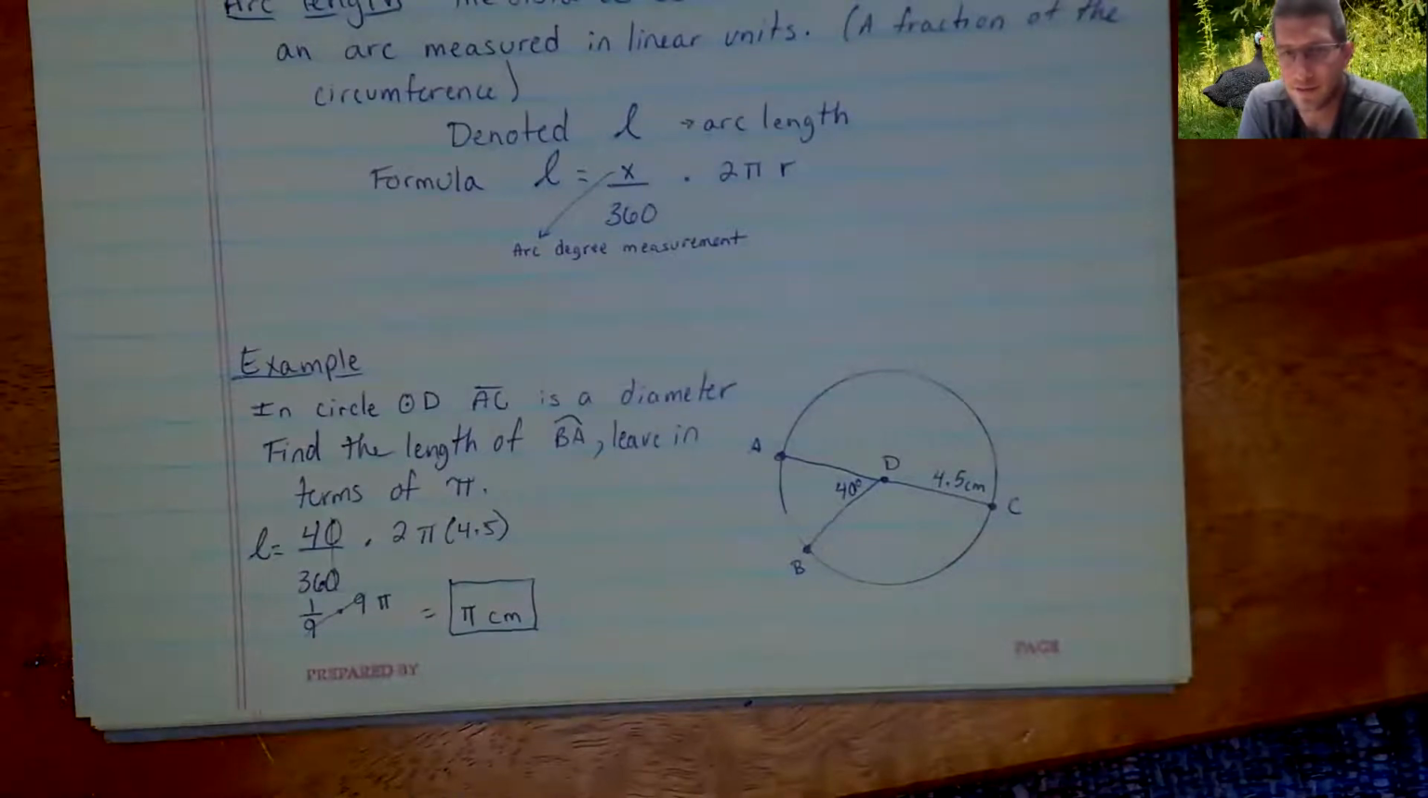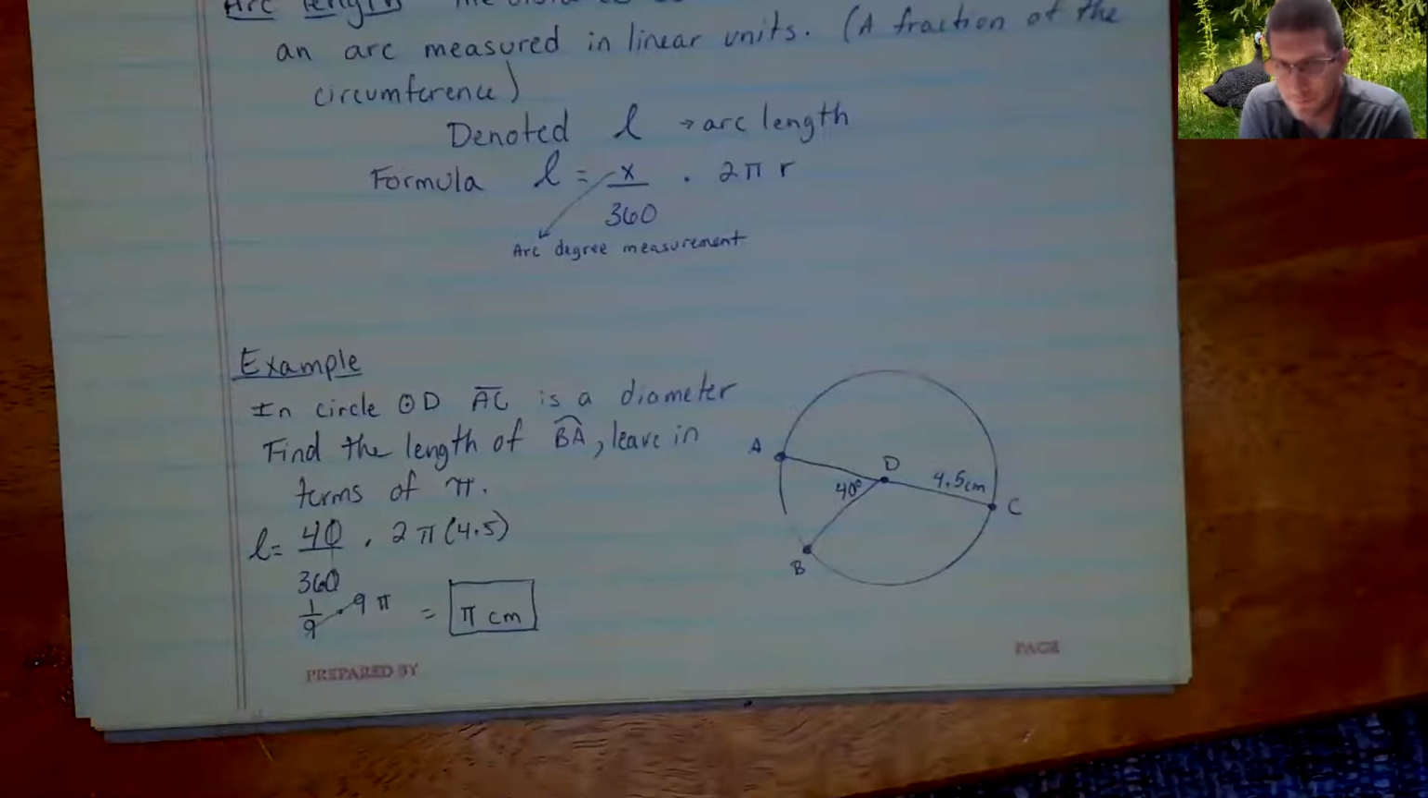Find the length of arc BA, leave in terms of pi. So once again with these answers, they'll either tell you to round to the nearest tenth, nearest hundredth, what have you, or they can just say leave in terms of pi. They say leave in terms of pi, right? That pi will show up in your answer. You don't have to type it into your calculator.